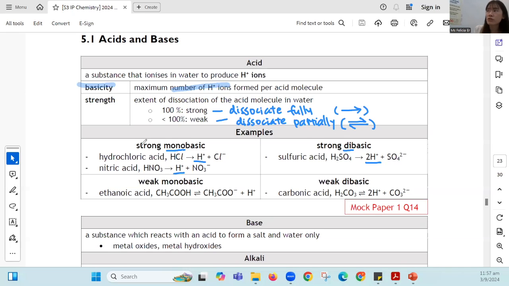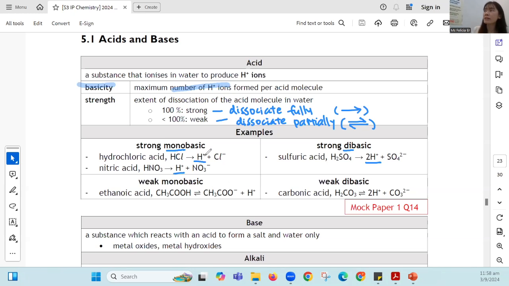So I choose a strong monobasic and a weak monobasic acid. Both of them have 1 H plus, but one is strong versus one weak. And maybe I add in metal. Then you all know, right? Metal plus acid, you will form hydrogen gas. So now maybe I want to collect the amount of hydrogen gas.